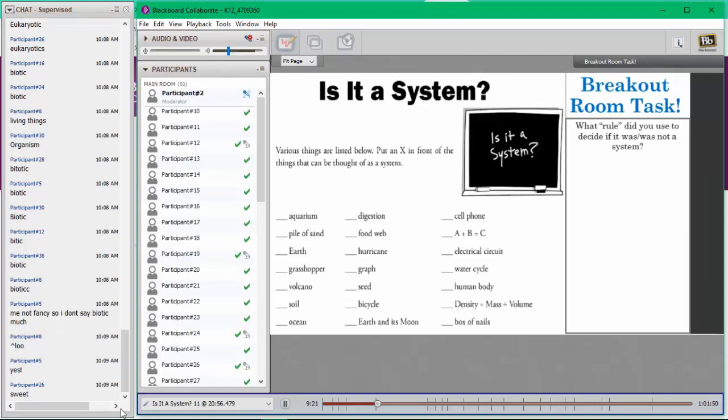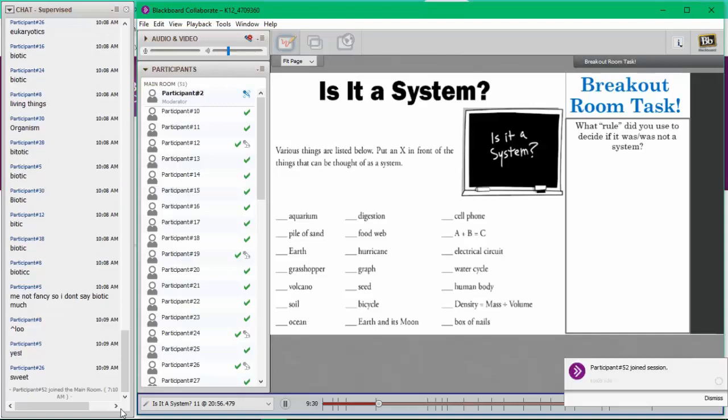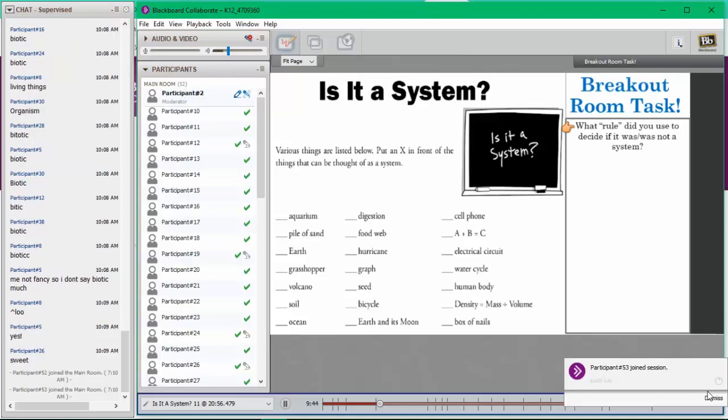So I'm going to put you in breakout rooms, and what you are going to do in a group is determine what makes a system. Which of these on the list would you include? Is it a system? As a group, discuss, come to a consensus, and put X's in front of the things that you think are a system. But then I also need you to answer this over here: what rule did you use to decide if it was or was not a system, or what guidelines did you put in place to decide, okay, this one classifies as a system, this one does not?